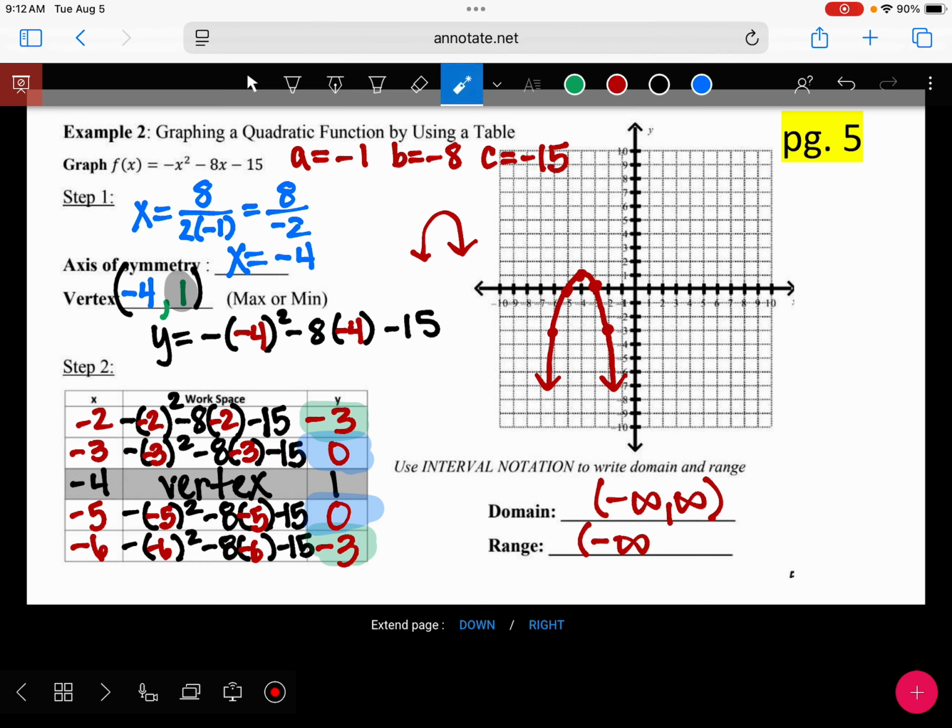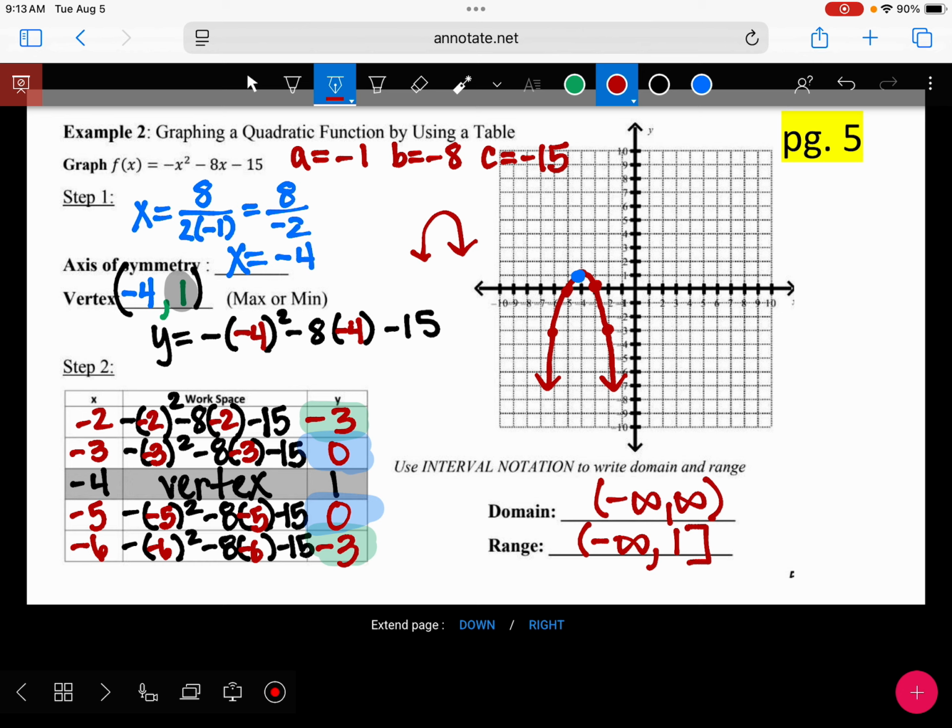The highest point is right here. What's the y value? The y value of that blue dot, which is our vertex. The y value was what? 1. Good job. So we're going to put a 1 and then close it out.